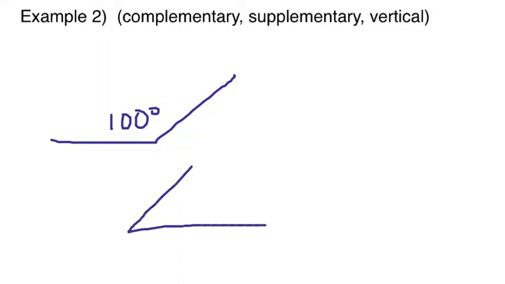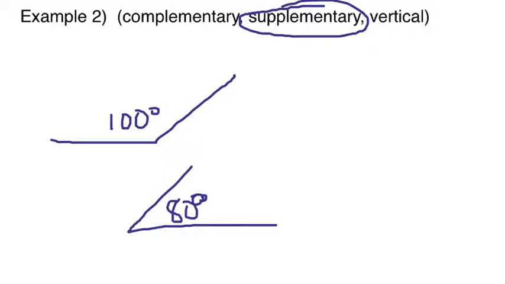Okay, remember, supplementary angles are angles that would add up to 180 degrees. So let's say we have this obtuse angle here, and it's 100 degrees in measure, and then we have another angle that measures about 80 degrees. If we put those two together, their sum is 180, and therefore they are supplementary.